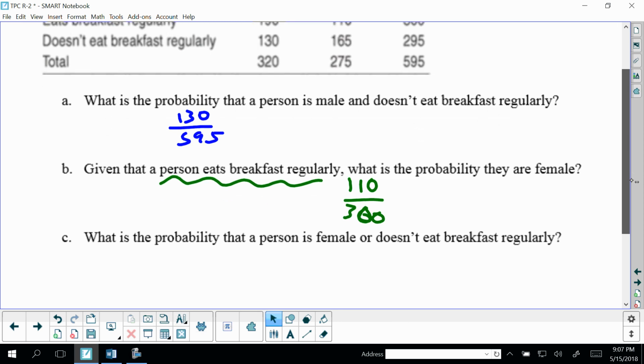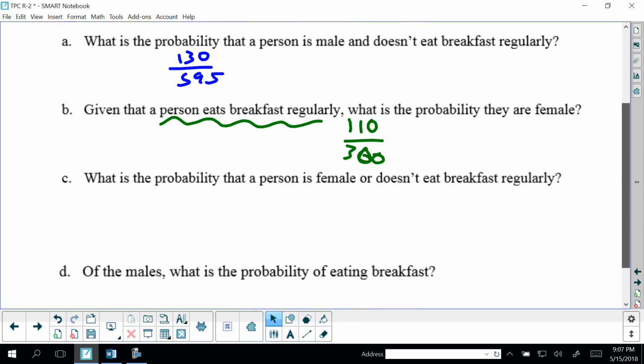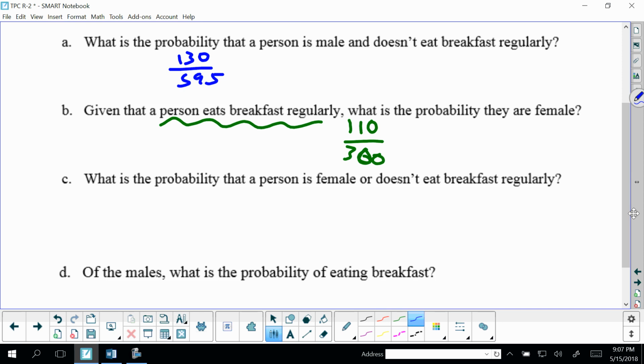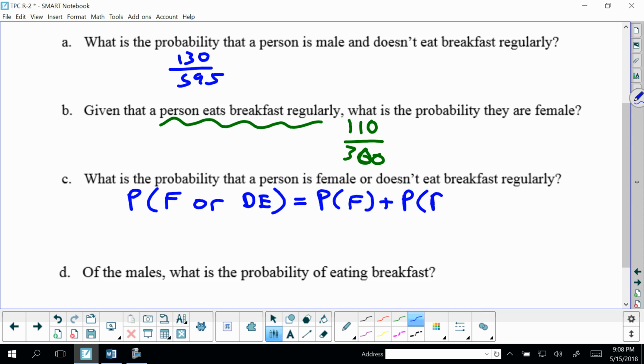What is the probability a person is female or doesn't eat breakfast regularly? So we need to use our and/or formula. So we want probability female or, I'm going to do, let's see, we'll do DE for doesn't eat breakfast. That should be equal to the probability of female plus probability that they don't eat breakfast minus the probability of female and they don't eat breakfast.